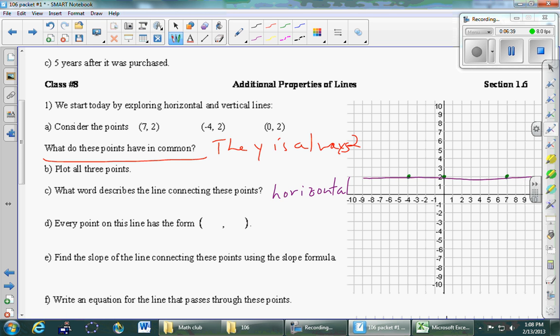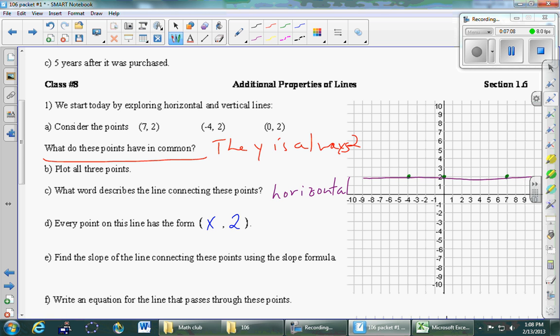Okay, let's move on to part D. It says every point on this line has the form. Which of the numbers was always the same for these points? The y, and it was always 2. So every single point on this line has a y value of 2. Is there any pattern for the x's? Looking at those 3 points, it could be anything, right? So we're just going to call it x. Any old thing, comma 2, is a good way to describe every point on this line.